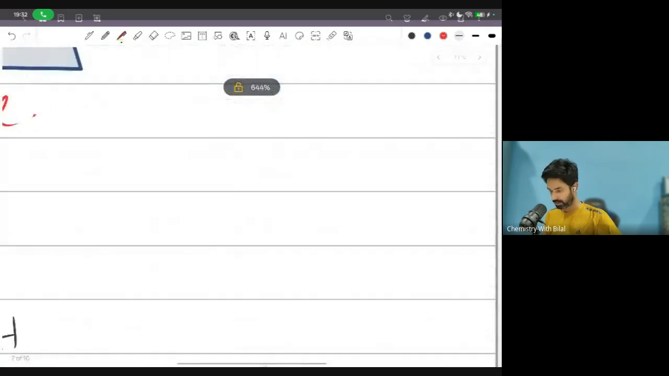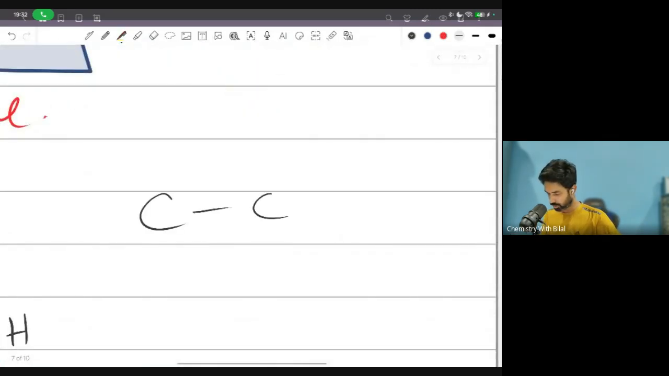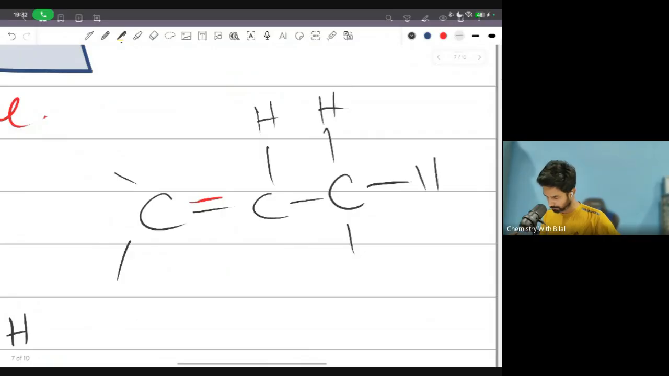For example, imagine you have 3 carbons and a double bond between these 2 carbons, right? And imagine there are hydrogen atoms. Each carbon has 4 bonds, so look, I have made 4 bonds for each, right? Now you want to add a hydrogen molecule, which is H2.